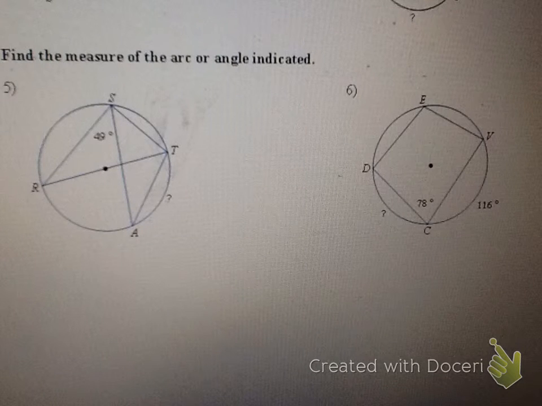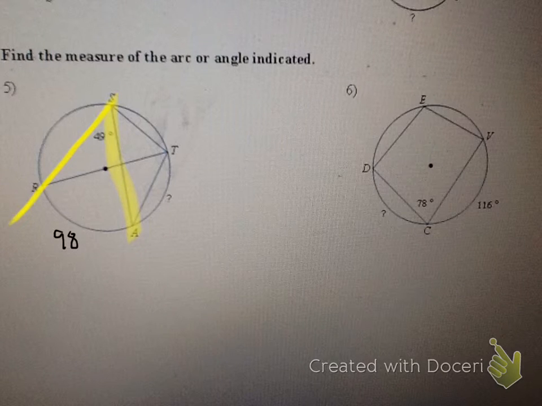Here are some multi-step problems to figure out. So we start out by tracing, highlighting the angle that we know. So we know that's 49, which makes the arc it intercepts twice that, so it's 98.